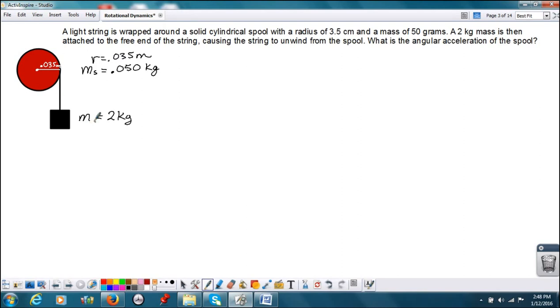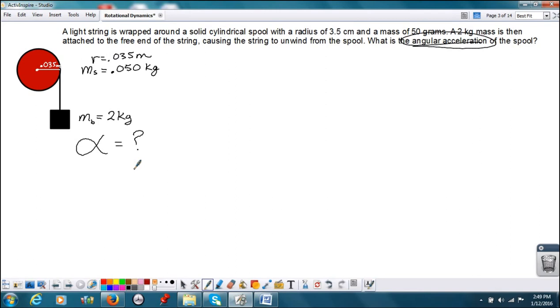This mass was the mass of what was attached, so I'm just going to call it a bob. And we want to know what is the angular acceleration. Angular acceleration, well, that is alpha. So we've got our picture, we've got our givens, we know what we're trying to find. How are we going to find this angular acceleration?